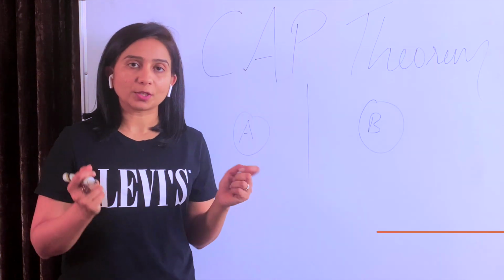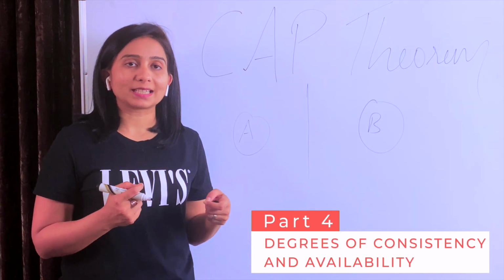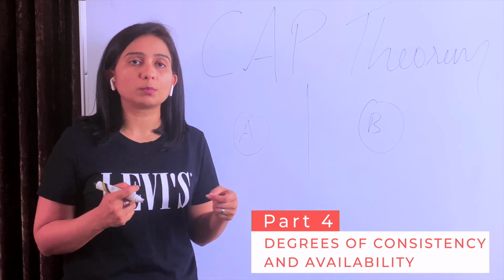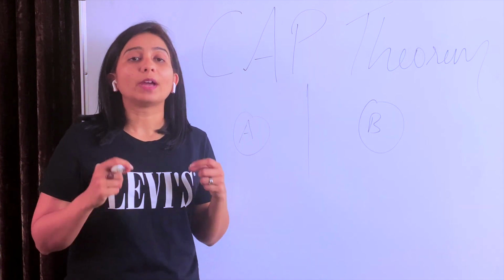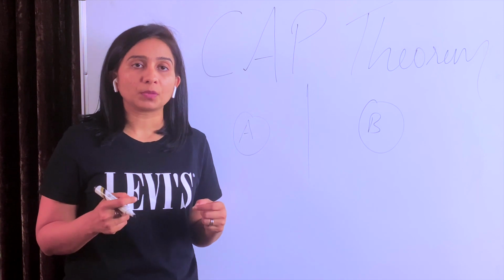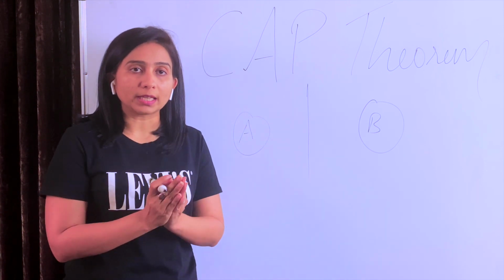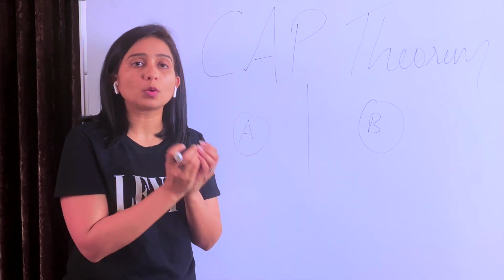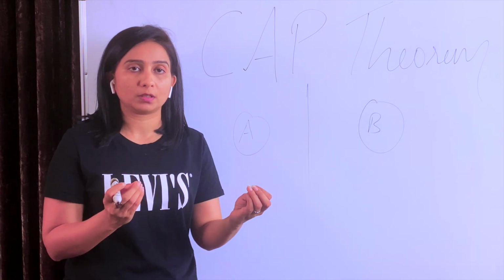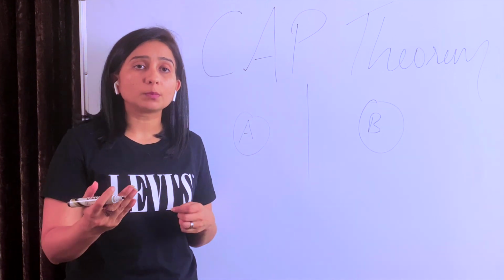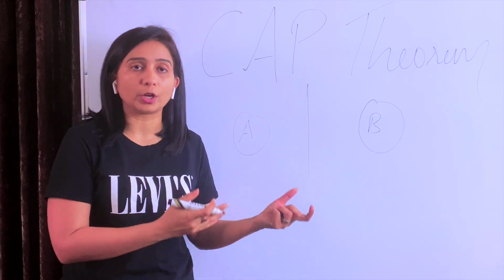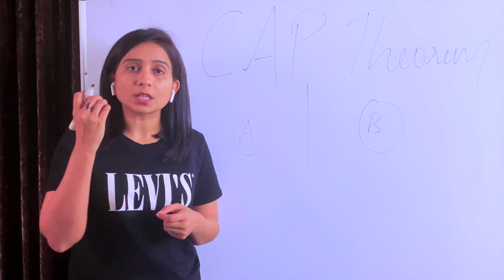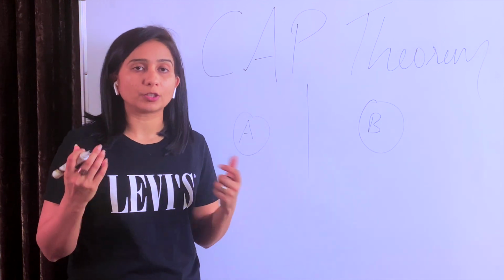or whether there are different degrees of consistency and availability or not. Now let's try to see how consistency has different degrees and how availability has different degrees. When I say degrees, I mean that even though you cannot provide 100% consistency, you can provide consistency to some level. Similarly, you cannot provide 100% availability if you are going for consistency, but you can still have some degree of availability in your system.